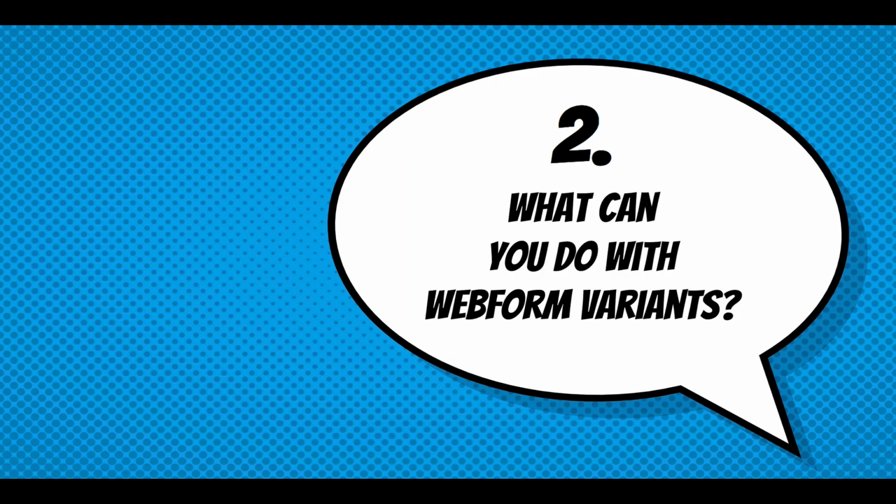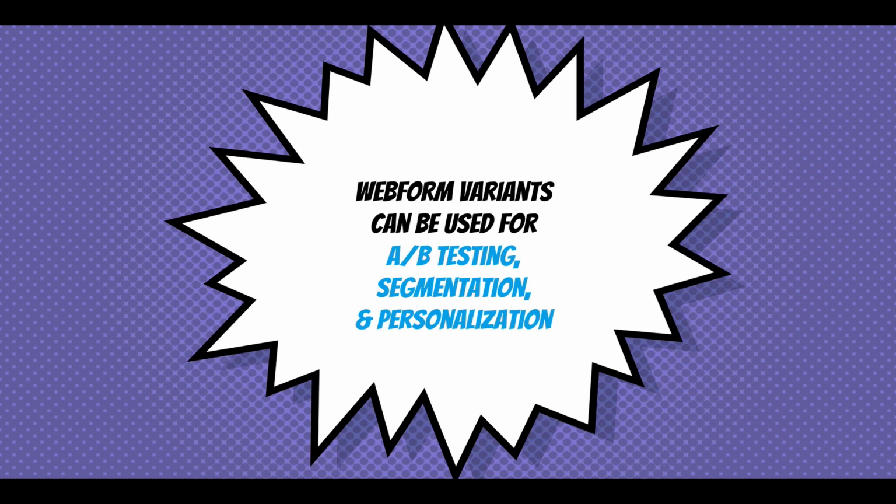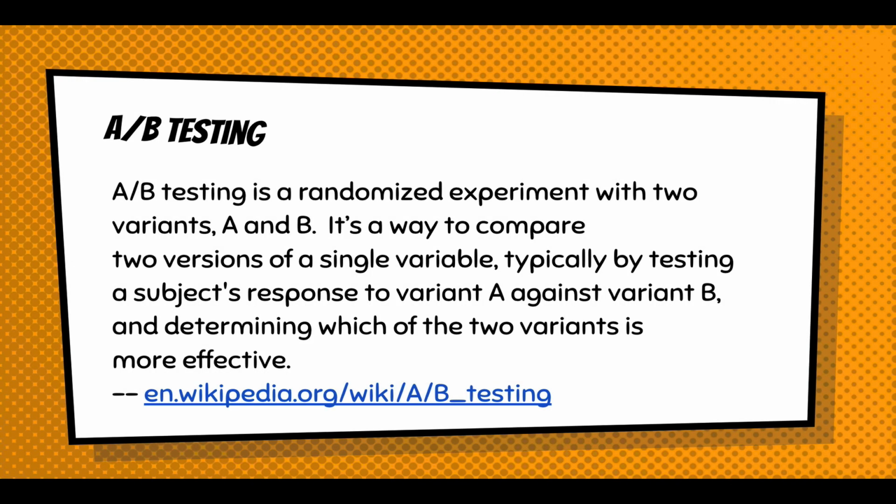And so what can you really do with these examples I'm giving you with variants? Well, you can use Webform variants to create A/B testing, segmentation, and personalization. I'm going to define these. A/B testing is a randomized experiment with two variants, an A and a B. It's a way to compare two versions of a single variable, typically by testing a subject's response to variant A against variant B and determining which of the two is more effective.